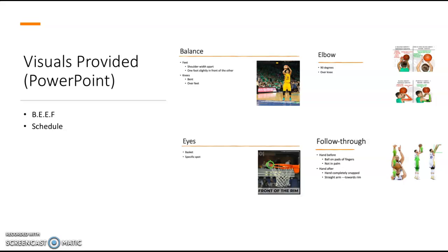The visual that I provided during this session was a PowerPoint, and these are screenshots of different PowerPoint slides. This highlighted what the acronym BEEF meant, and it was a constant reminder of the words. It also provided visuals, showing the correct foot placement, knee placement, elbow placement, and so forth. This highlights what not to do versus what to do. This shows where to look on the rim, and this shows the correct follow through. So I tried to add visuals that would help the client see the correct way to shoot.